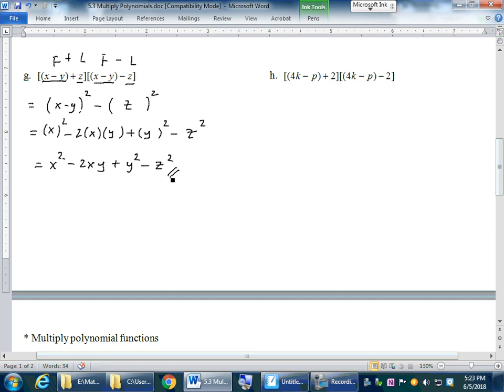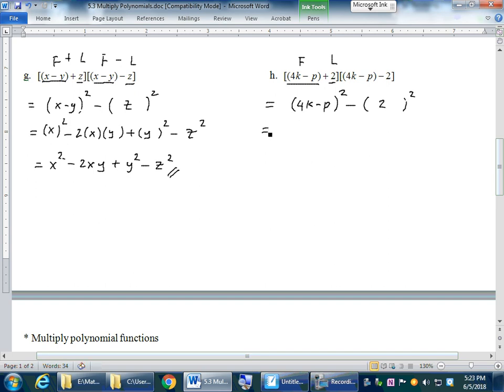So you can try the same thing for example H, right? Example H will be, again, you look at this as your first and look at this as your last. So this will become first squared minus last squared. So 4k minus p, and then 2 squared.